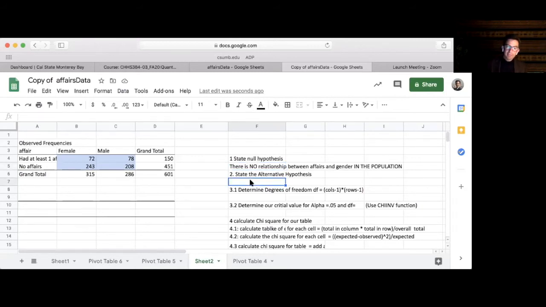And then the alternative hypothesis, which is the opposite of that one. So there is a relationship between affairs and gender in the population.